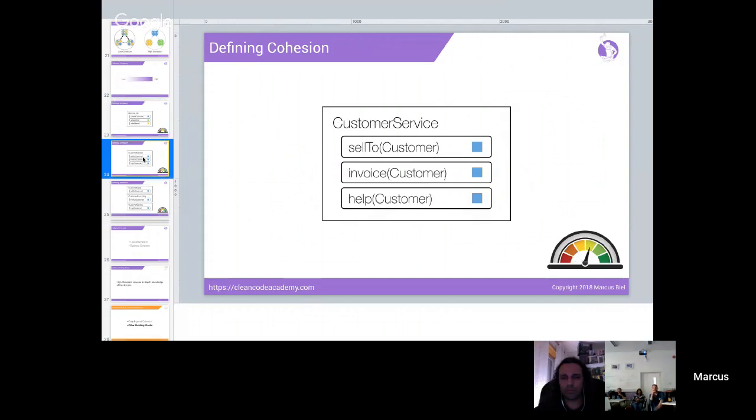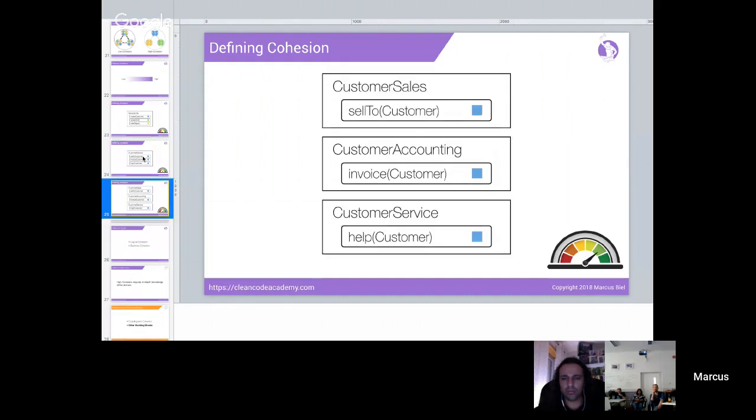Now, we're focusing on one entity. We're focusing on customer. That really helps us a lot already. So this is why this now, even if you see here the level on the right bottom, is already much more cohesive. Also, we're here focusing a bit more on the business. We're selling to a customer, we're invoicing a customer, and we're helping a customer. Now, this is really related to one customer. So it seems like this is related to one activity. But this, again, depends on the level of abstraction that we're looking at.